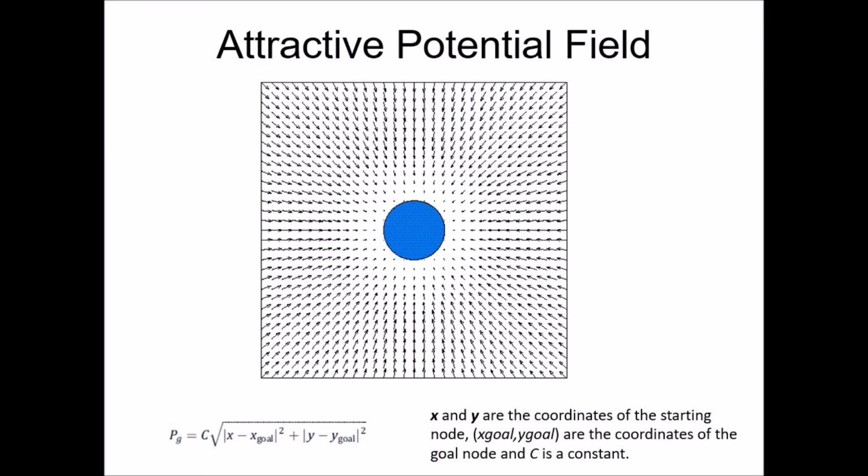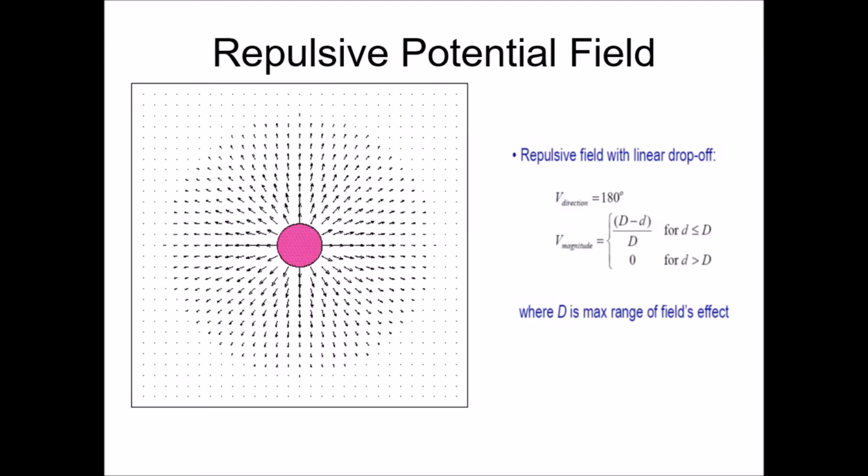So by definition, the artificial potential field consists of two parts, the attractive and the repulsive. The attractive is the one generated from the goal location. It can be calculated using this equation, where x goal and y goal is the goal location, and x and y is the current location. From this we can generate the attractive vector, also known as the attractive force.